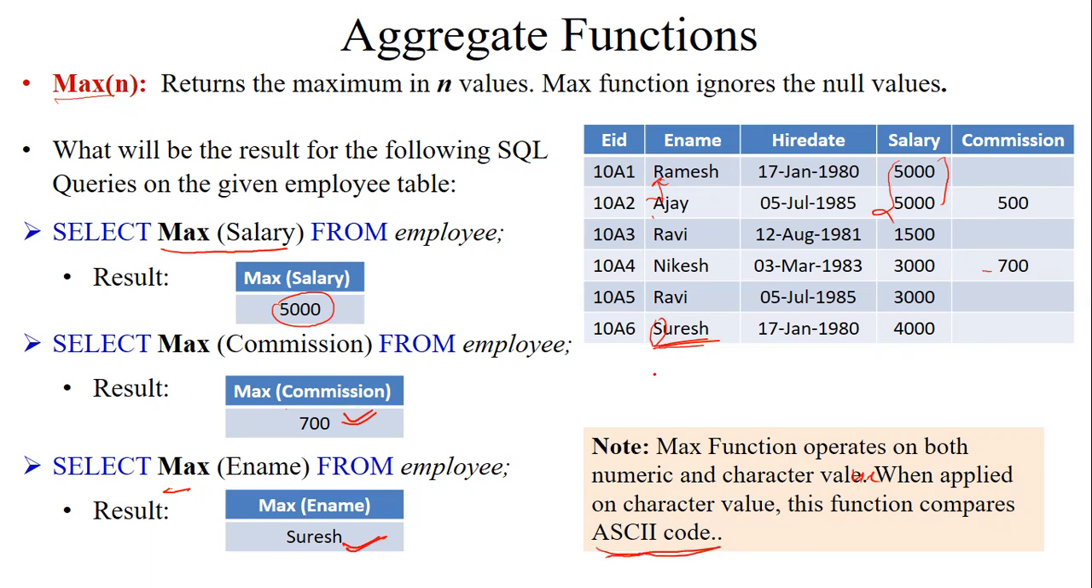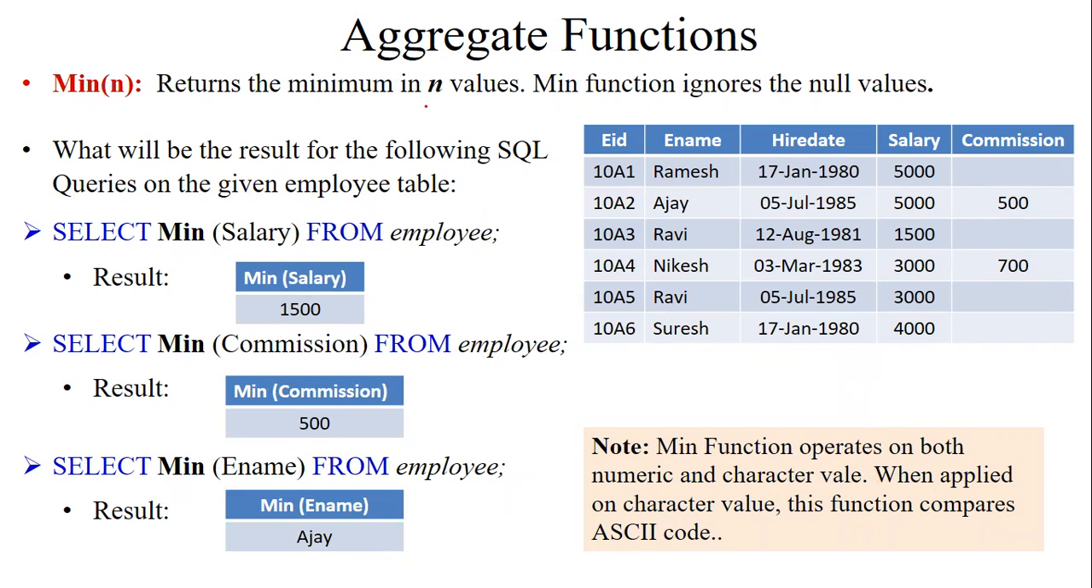If here I wrote Ajay in small letters, then Ajay would be the first answer, as a small a has an ASCII value of 97, whereas the other capital letters have values less than 92. Is it okay? Is this clear? Yes, sir. Fine. Similarly, you can utilize minimum salary, minimum commission, and minimum ename. Both you can utilize.